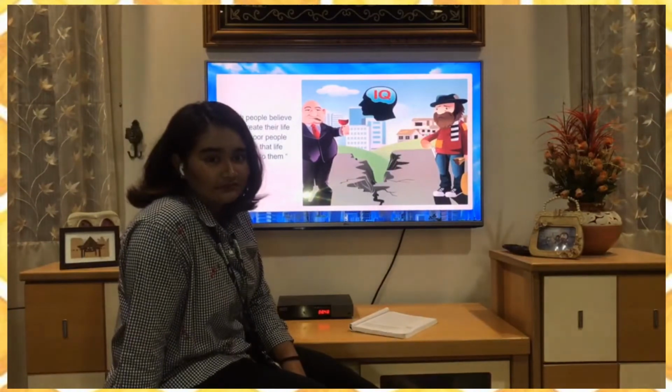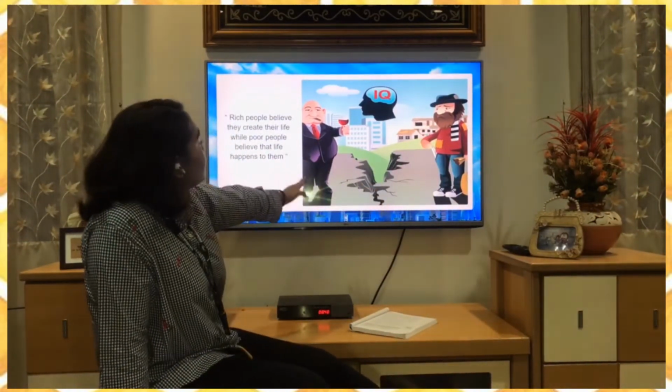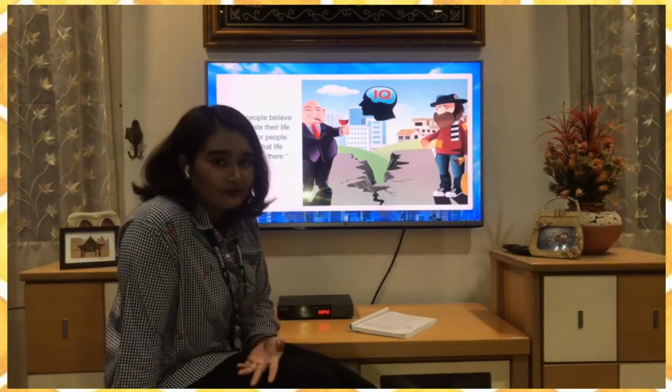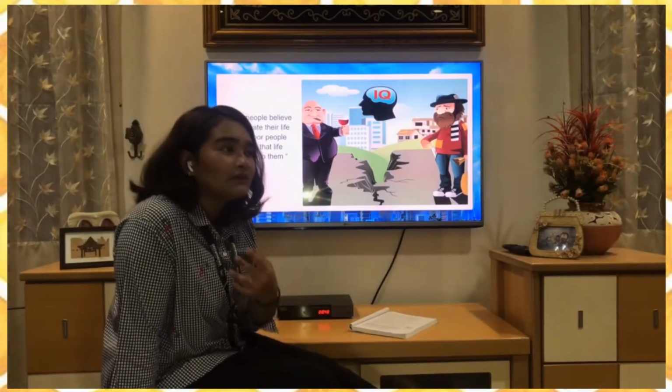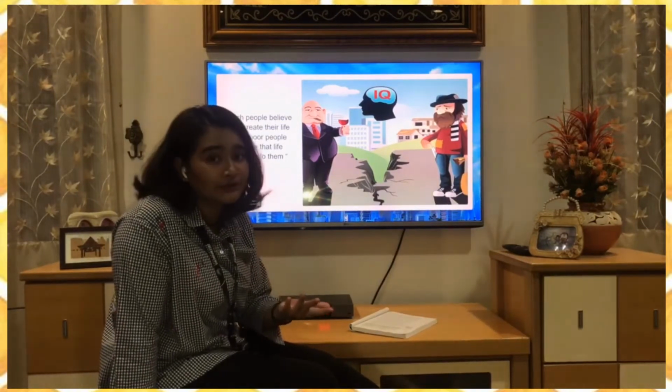This is the example. The rich people, the poor people. Rich people believe they create their life, while poor people believe that life happens to them. I agree with that.